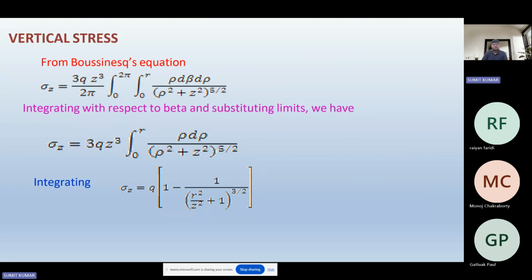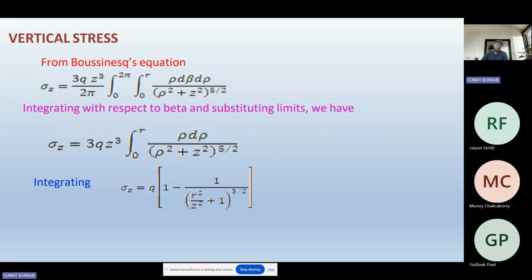So for the Boussinesq equation, sigma z is written as 3Q z cubed by 2 pi, integrated from 0 to 2 pi and from 0 to r. This equation is mentioned, but it is not very important for the derivation. What result came after integrating is what is going to be important.